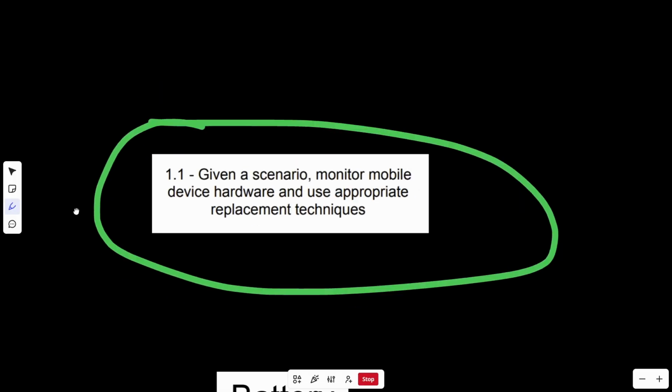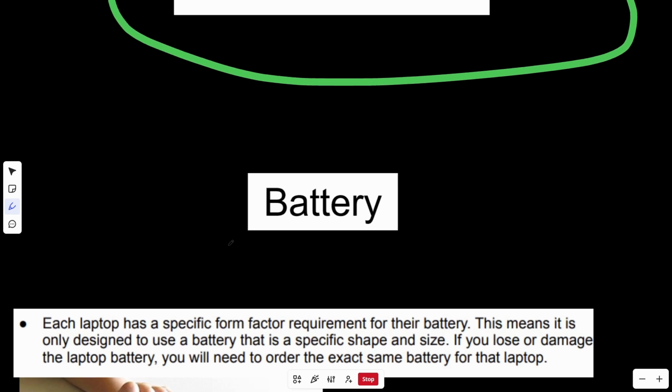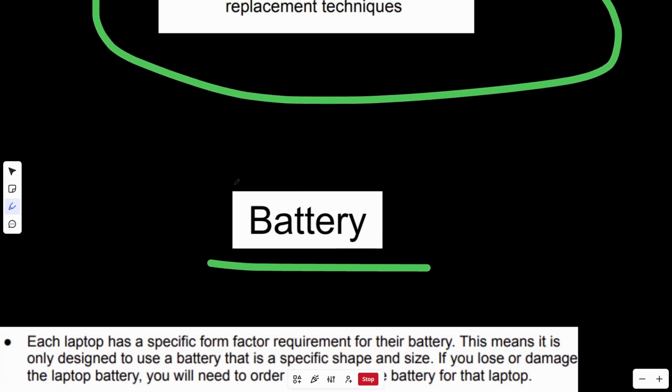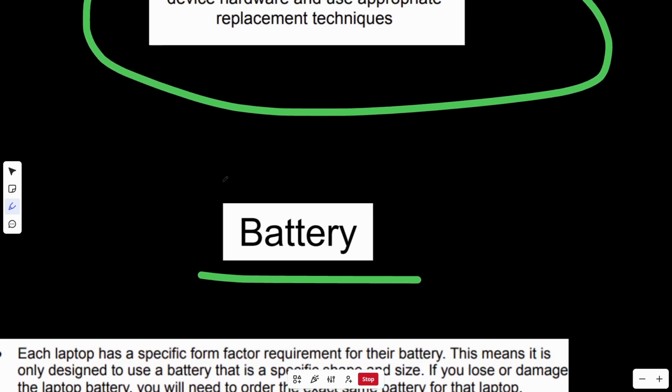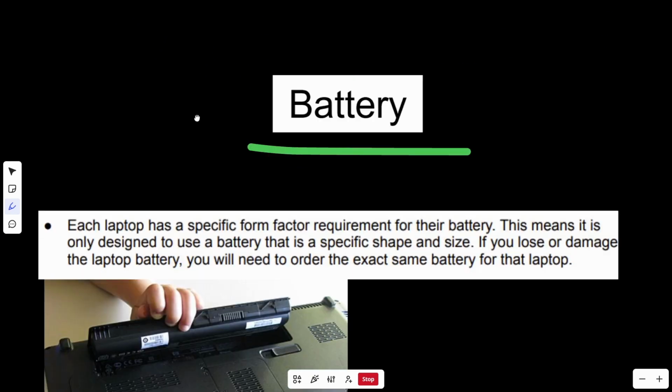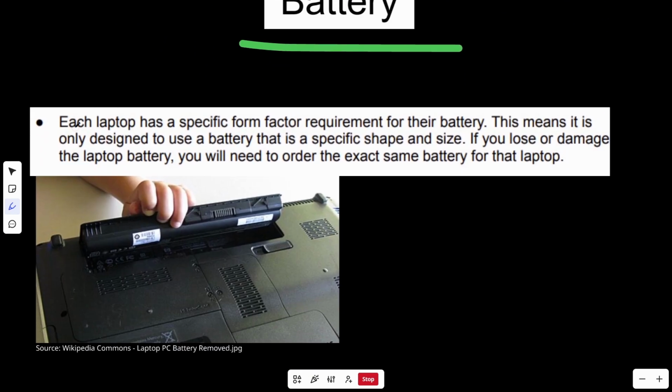All right, first up is battery, right? We're going to be looking at battery first up. We know what a battery is, right? Specifically, this is going to be in relation to your laptop. We're going to look at what you need to know for your exam in relation to batteries. So here's the thing. Every laptop has a specific form factor requirement for their battery. So basically, that means that it's only designed to use a battery that's a specific shape and size.